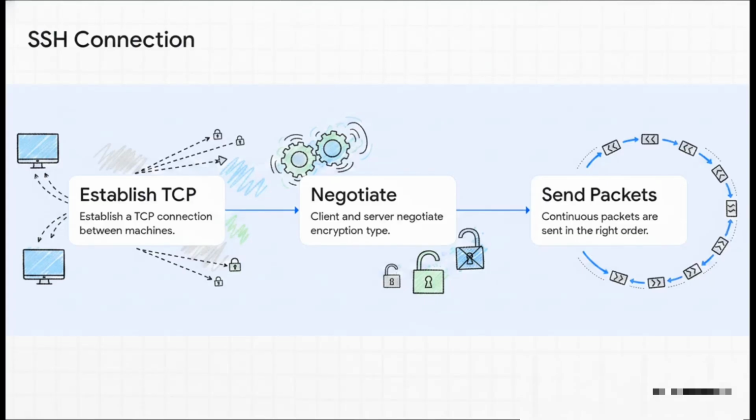Before we look at the packet itself, remember that to establish an SSH connection, the machines have to do a little handshake first. First up, you establish a standard TCP connection. Once that's connected, the client and the server negotiate the specific encryption they're going to use. This is actually a great feature because it allows system admins to disable obsolete algorithms. And finally, the process just repeats continuously, sending packets in the exact right order so nothing gets messed up.